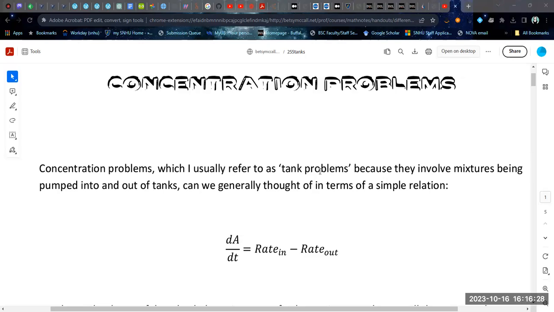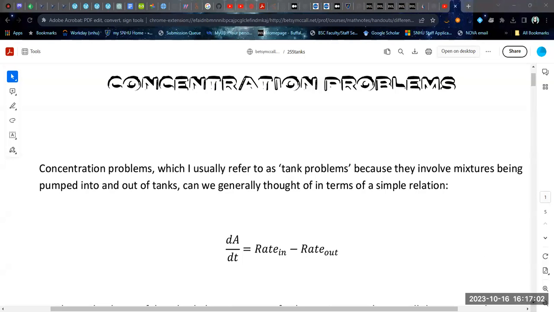But concentration problems can certainly be used in other contexts, and so this general setup will still apply in those cases. So we're going to look at two examples. We're going to do the general setup, but then the two examples, one will involve fluid flowing in and out at the same rate, the same volume. And then we'll look at another example where the flow rates are different, and so the tank is either draining or filling as the mixture is pumped in.